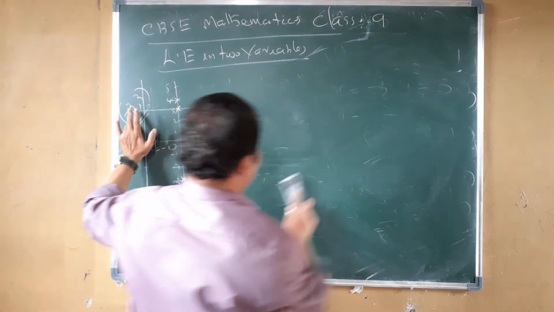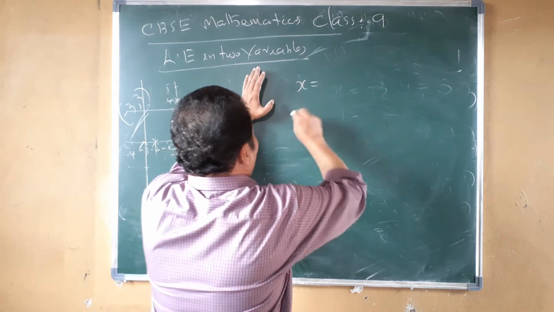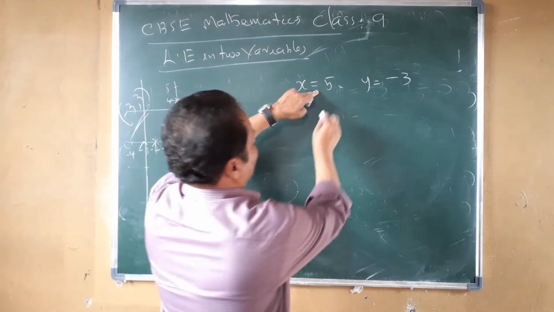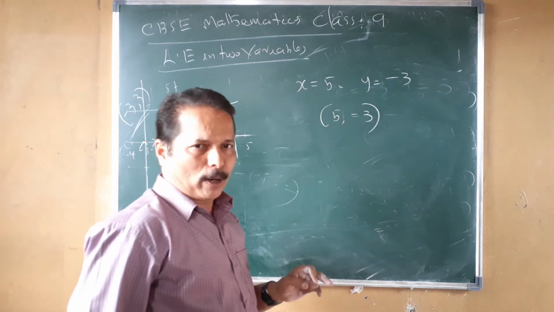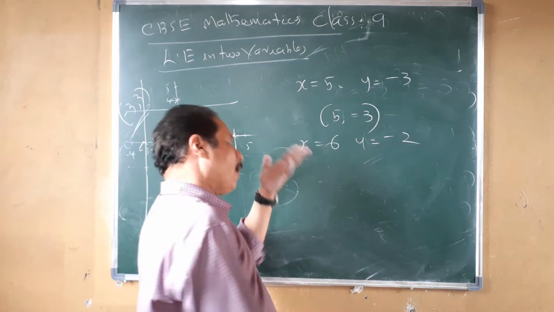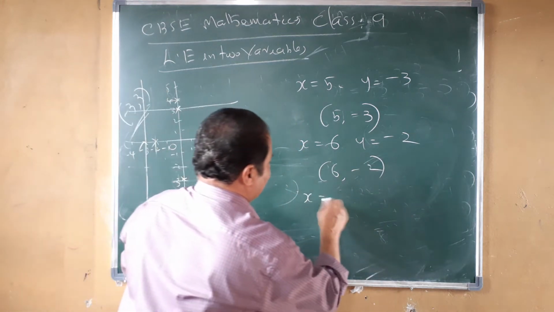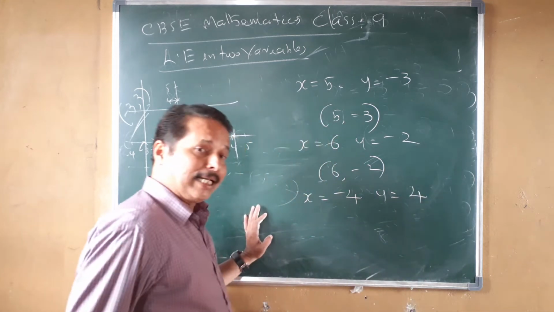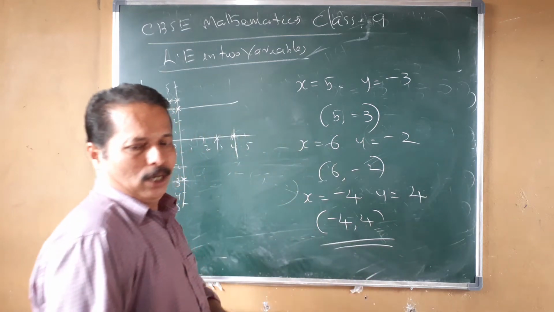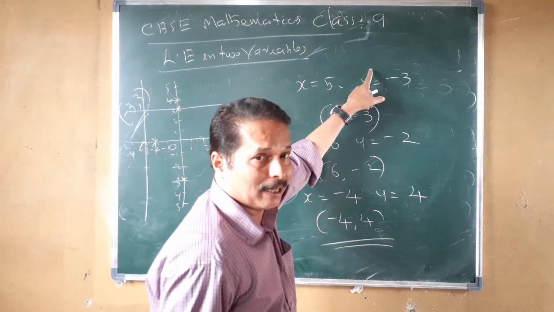So, without drawing these lines, you can find the intersecting point. The graphs are x is equal to 5 and y is equal to minus 3. What is the intersecting point? It's 5, minus 3. Is it clear? x is equal to 6 and y is equal to minus 2. What is the intersecting point? It is 6, minus 2. x is equal to negative 4 and y is equal to 4. What is the intersecting point? That is minus 4, 4. Is it clear?